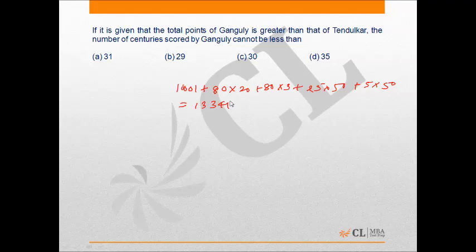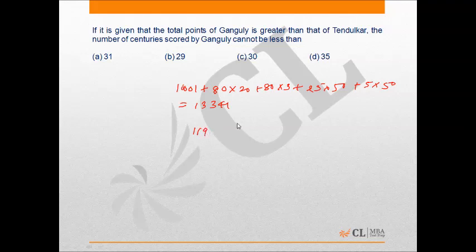As centuries are kept to be minimum, we have got to maximize the number of catches and 5 wicket haul for Ganguly, as we know that Dravid has taken the maximum number of catches, which is 120. The number of catches taken by Ganguly cannot be more than 120 or even equal to 120, and we also want to maximize this figure, so at max it can be 119.